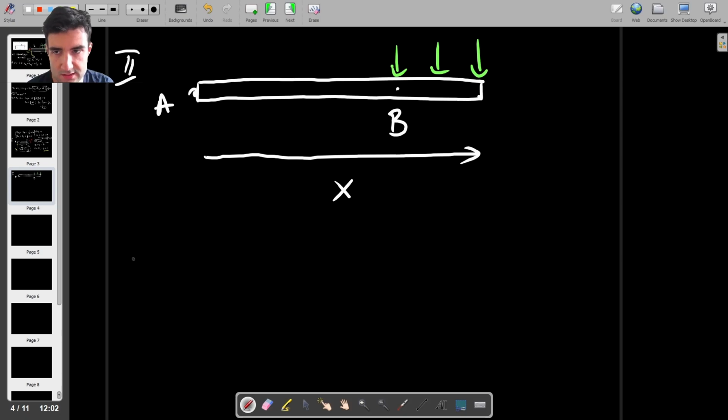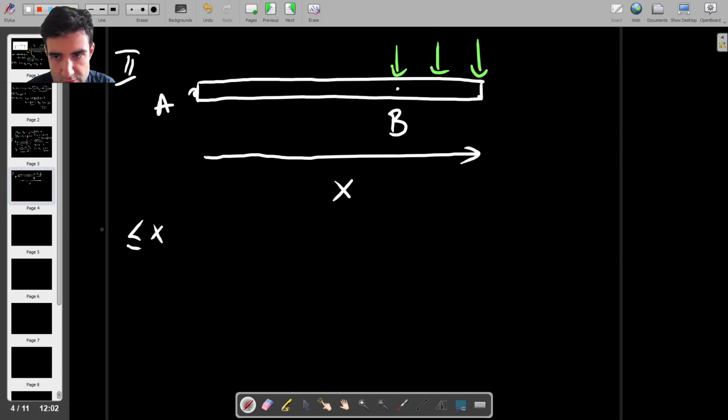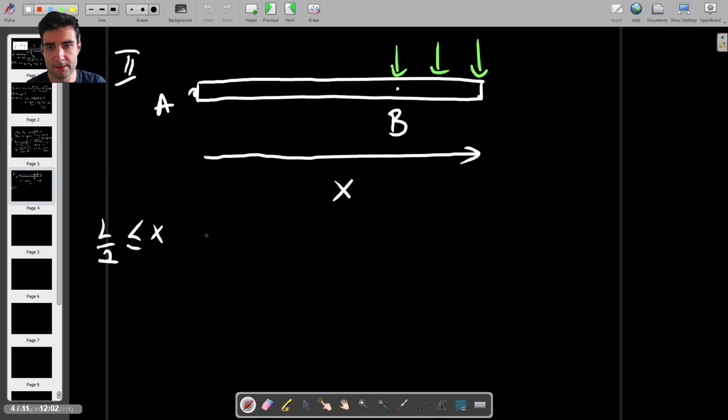So now my x is not going to be between 0 and L over 2. Now my x is going to be between L over 2, actually, I can put equals here as well, so between L over 2 and L, like this. So let's see what we have.